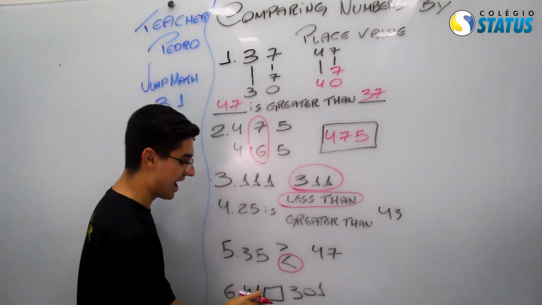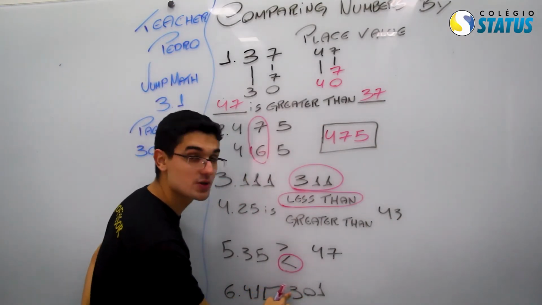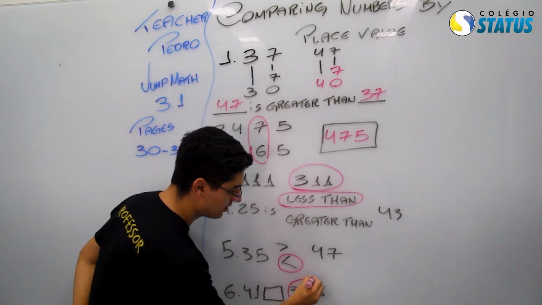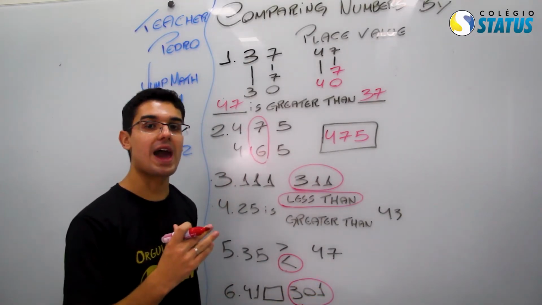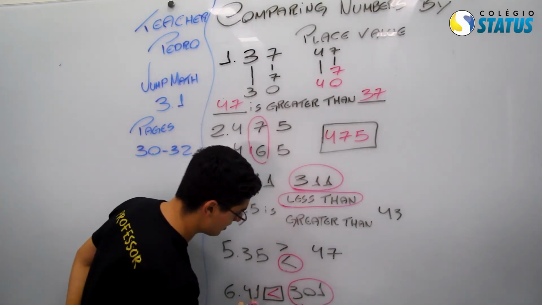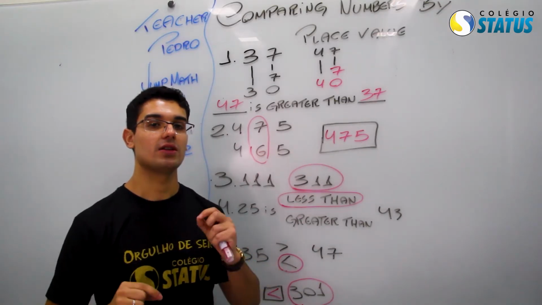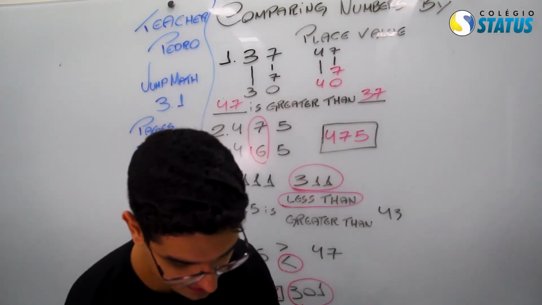Então nós vamos circular o maior número, the greater number. In this case, is 301. And write the correct sign. E a gente vai colocar o sinal correto. In this case, less than. Now, let's go to page 32.